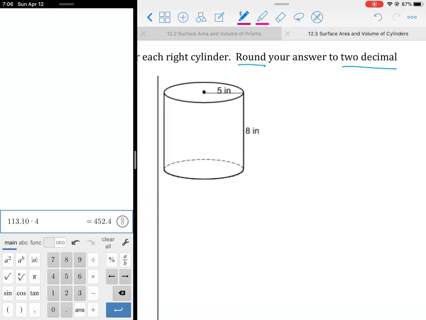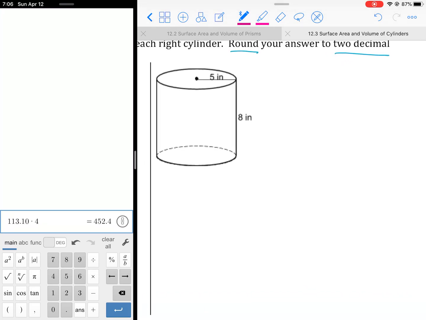All right, so let's look at our next cylinder. Here we have a height of 8 inches and a radius of 5. I always like to do my pre-work and find the area of the base and the circumference before I get started. So the area of the base, since it's a circle, is pi r squared. Whenever I plug in the 5 for the radius, that'll be pi times 5 squared.